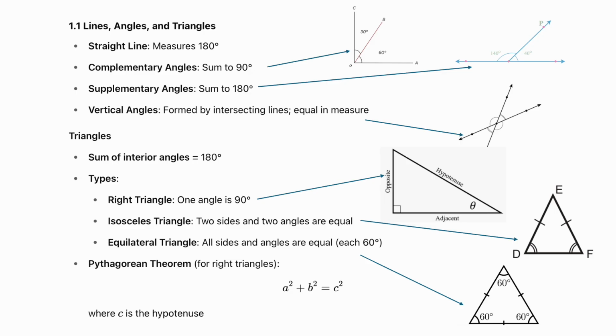And then come vertical angles, which are formed when two lines intersect. They sit opposite to each other and are always equal. So now let us look into these figures.